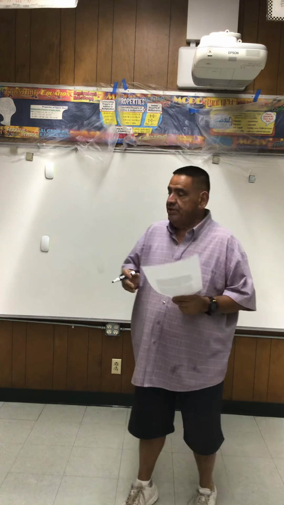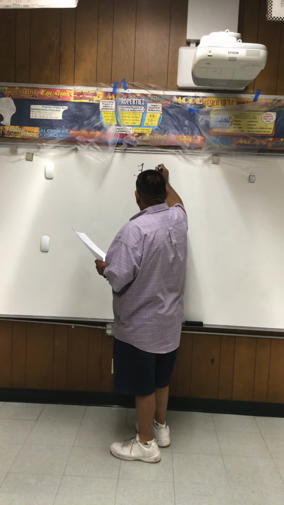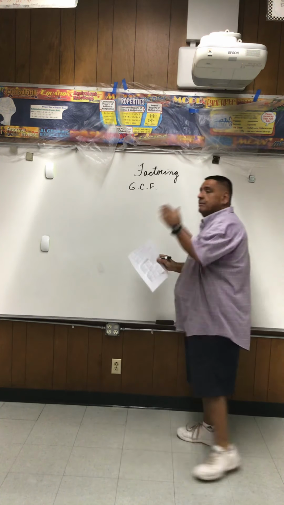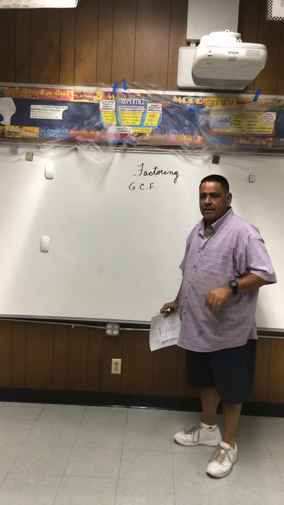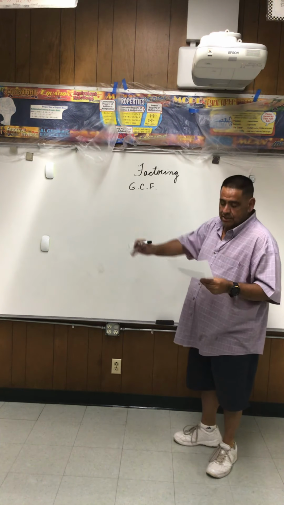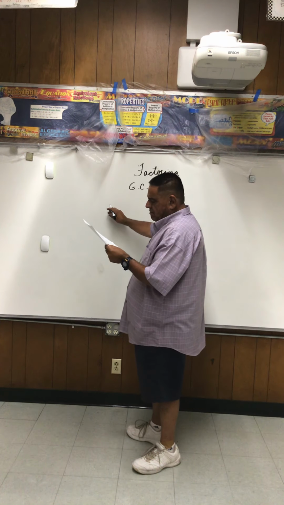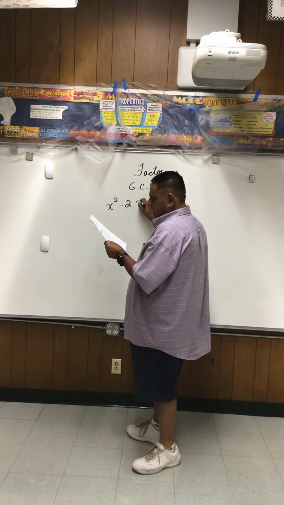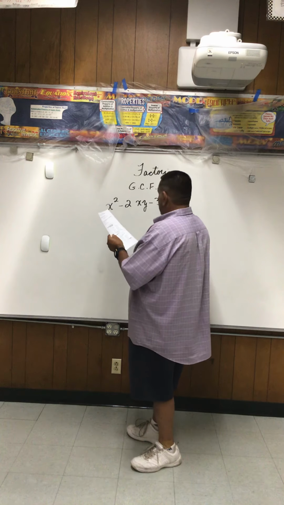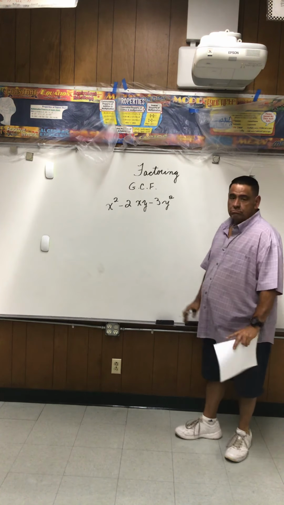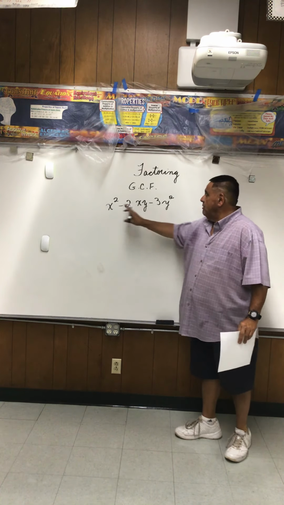So for factoring, I want to make sure that everybody remembers to always ask yourselves, is there a GCF? Some of these will have a greatest common factor, others will not. But you always want to check. If you don't have one, then you proceed. Let's take one example: x squared minus 2xy minus 3y squared. Greatest common factor? No.